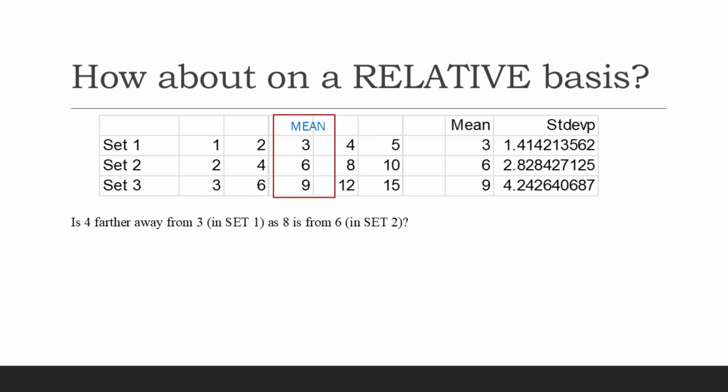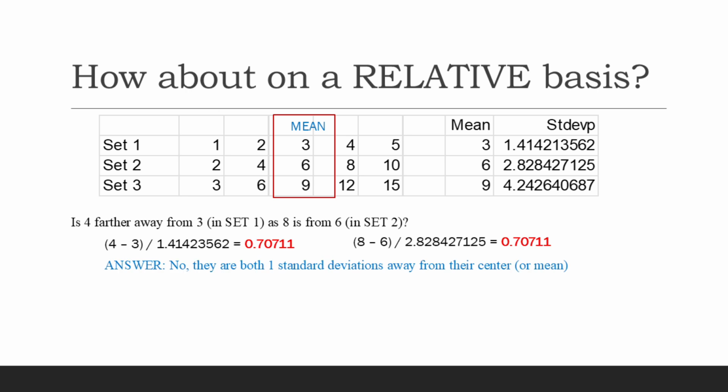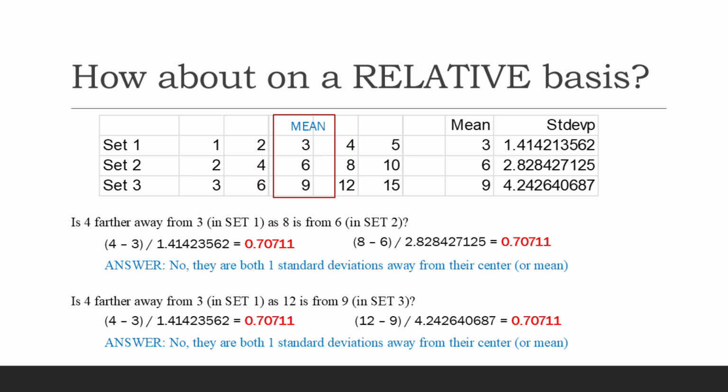And if we take a look at taking the distance and measuring it in terms of the standard deviations, we're finding out that both are 0.71 standard deviations away from their center. So is 4 farther away from 3 in set 1 as 12 is from 9 in set 3? Again, the answer is on a relative basis, no. They are both 0.71 standard deviations away from their center.